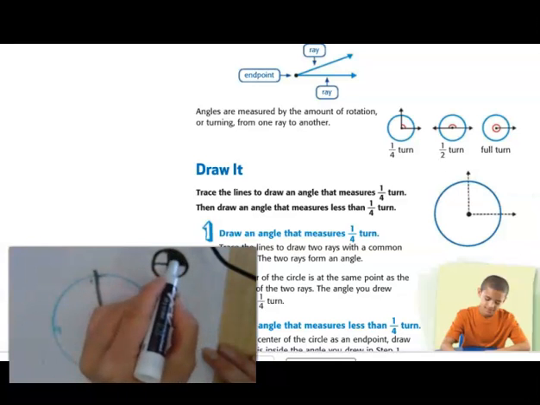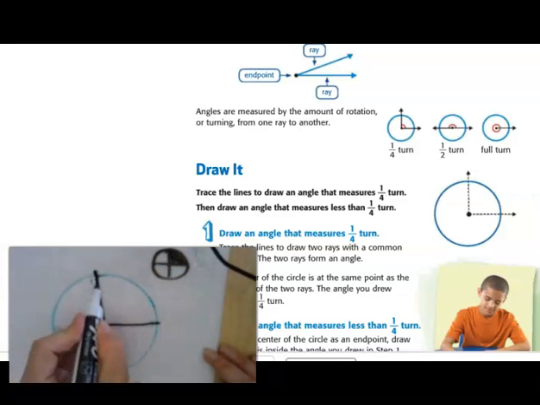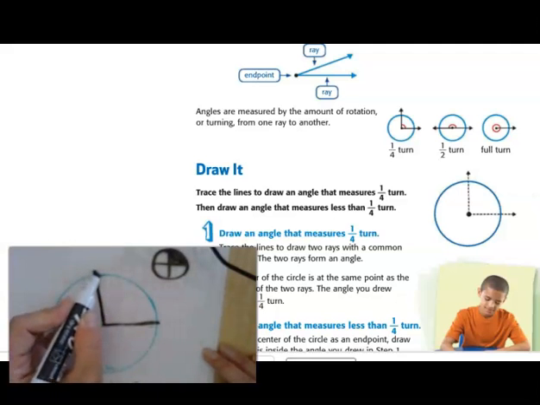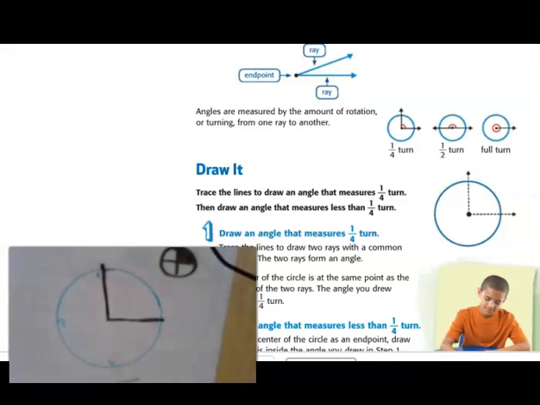So just like this is a quarter of the full circle, this is a quarter of a turn if a complete turn is all the way around the circle. So hopefully that makes sense for you. And that's how we draw a quarter turn, like it's asking us to do. Draw an angle that measures a quarter turn. So they're asking you to trace these lines. Please do that on your book. The two rays form an angle. The center of the circle is the same point as the end point. So this is not only the center, it's the end point. That's what that's saying.